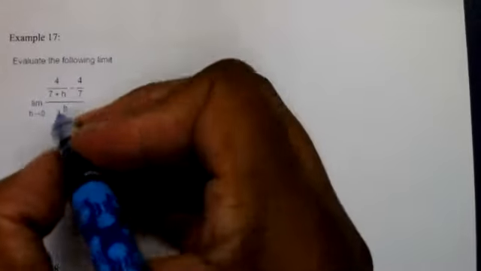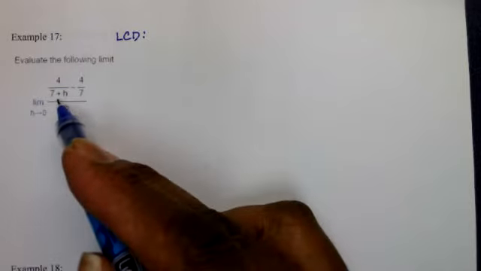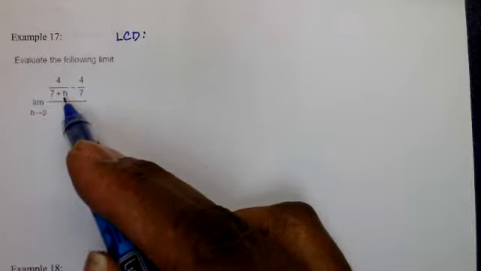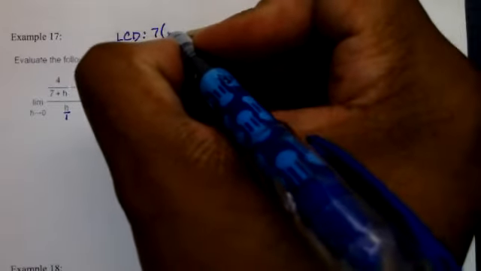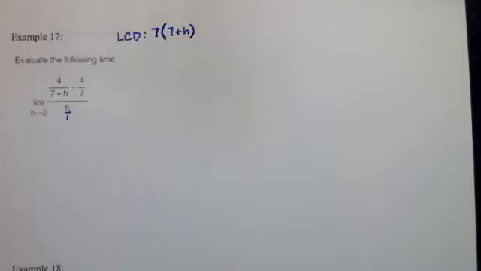So what I need to do here is I'm going to put this h over 1 in the denominator. I need something that's called the LCD of these secondary fractions that I have: 7 plus h, 7, and 1. Well, I've got a 7 plus h, and I have a 7. So I'm just going to combine those as 7 times parentheses 7 plus h. That's my LCD.